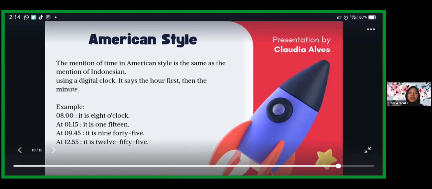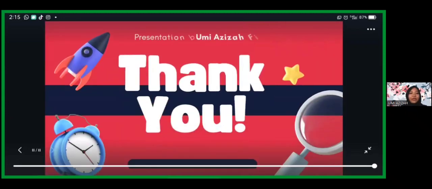And then, okay, it is up to you whether to use British style or American style. This is about telling time. Actually, you can choose one of them. If you feel it's hard for you, you can choose American style. If you want to increase your English skill, you can use British style. Not only American style, but also British style is good for you. Okay, I hope you get it.